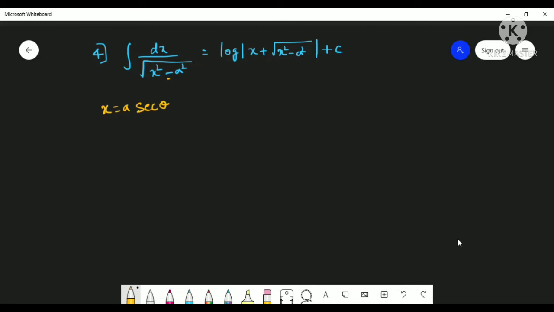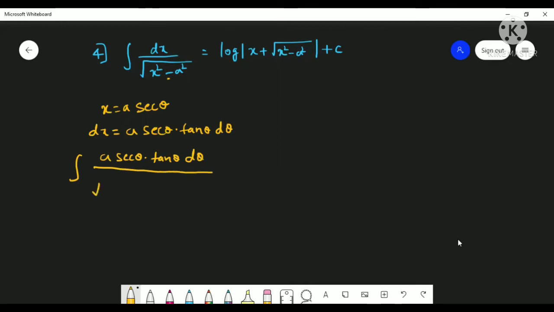Now, if we differentiate, you will get dx is equal to a times the differentiation of secant theta. What is the differentiation of secant theta? Secant theta into tan theta d theta. Now I will fill in the given integral dx. What is there? a secant theta into tan theta d theta, it is the dx value. Then square root of x square, what is there? a square secant square theta minus a square as it is.